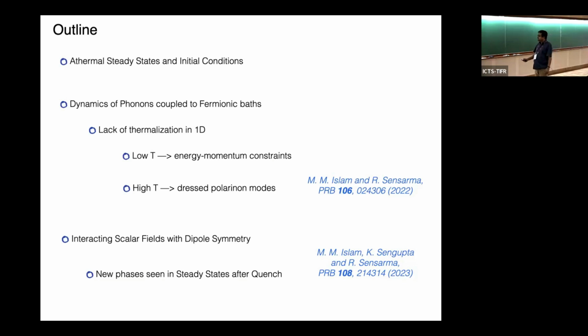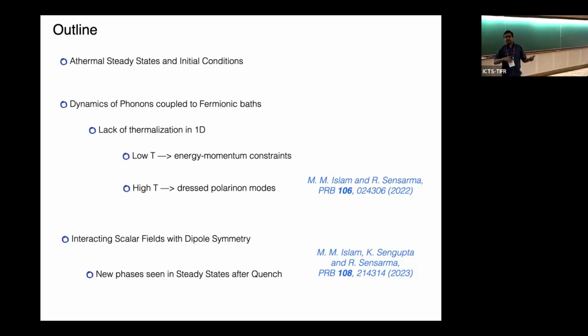Then I'll shift gears and talk about interacting scalar fields, but this time they have a conserved dipole moment, so they have a dipole symmetry. These models have recently been very useful because they're a starting point in thinking about things like fractons. You have to gauge these models and then think about them in terms of fractons. But the ones that we are going to deal with have a global dipole symmetry and no gauge fields.